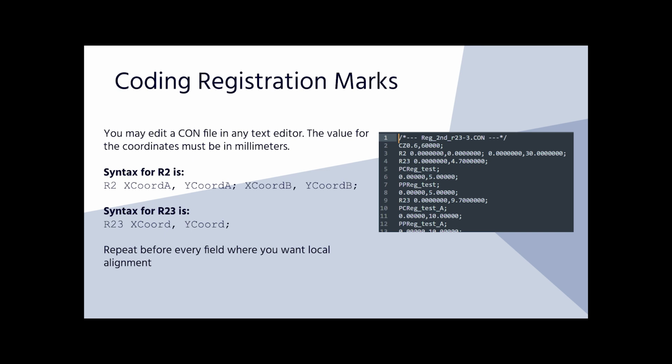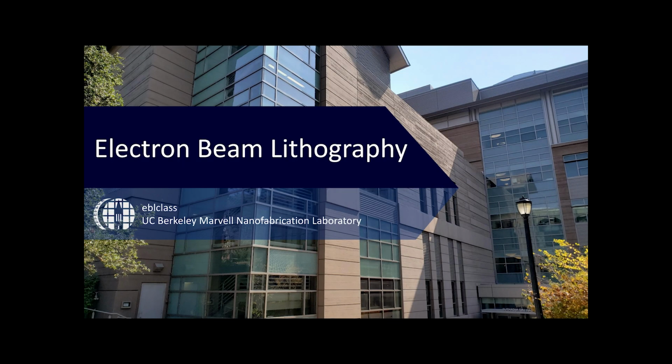Executing alignment is easiest to explain during hands-on training. If you will need alignment, please ask your trainer or qualifier to demonstrate this to you at the tool. After exposing your sample, the final step is to unload your sample and leave the tool ready for the next user. And with that, this is the end of EBL class.